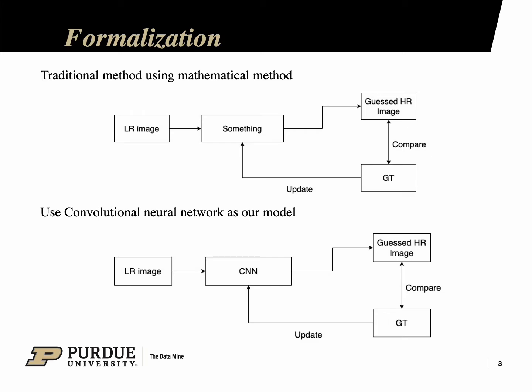So we apply the convolutional neural network model to guess the high resolution image, and we compare the difference between the high resolution image from the model and the ground truth. Then we update the model every time. By doing this, the model will be trained again and again, and the performance will be better and better.